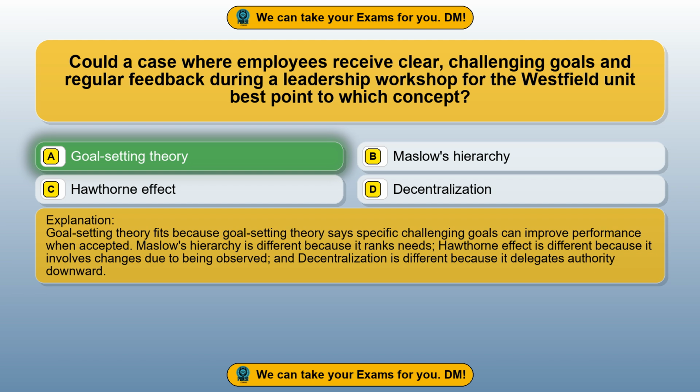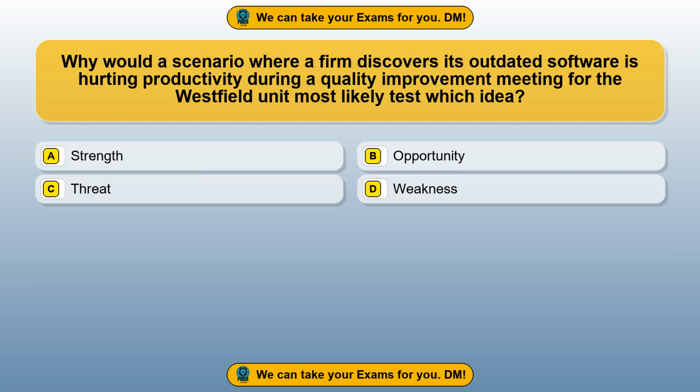Goal-setting theory fits because goal-setting theory says specific challenging goals can improve performance when accepted. Maslow's hierarchy is different because it ranks needs. Hawthorne effect is different because it involves changes due to being observed, and decentralization is different because it delegates authority downward.